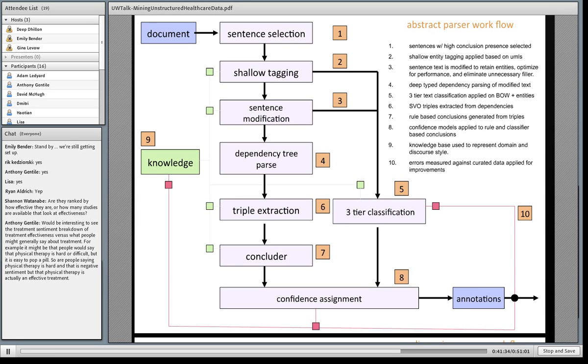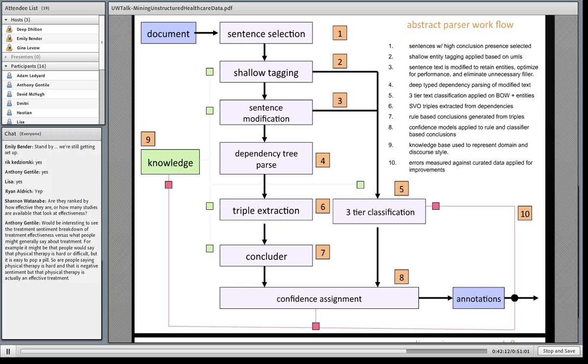And so a little bit of the anatomy of one of the parsers. This is the abstract parser. We start off with a document, in this case a research abstract, and step one is to split sentences. Once we split sentences, we go through a light entity tagging approach, which is basically an n-gram, word-gram approach with a bias towards the longer matches. And then we go through a sentence modification step.